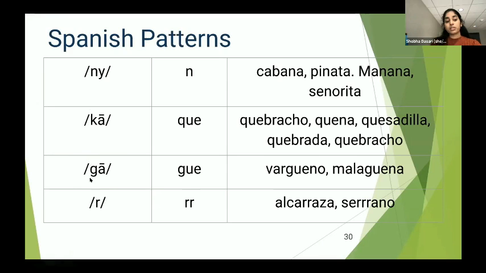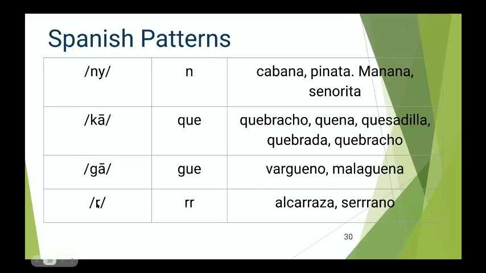And then very similarly, the gay sound is spelled with the GUE. So vargueño, malagueña, use that GUE for the gay sound. So any words that have the tilde in Spanish, when they're in the English form, they just remove the tilde, right?